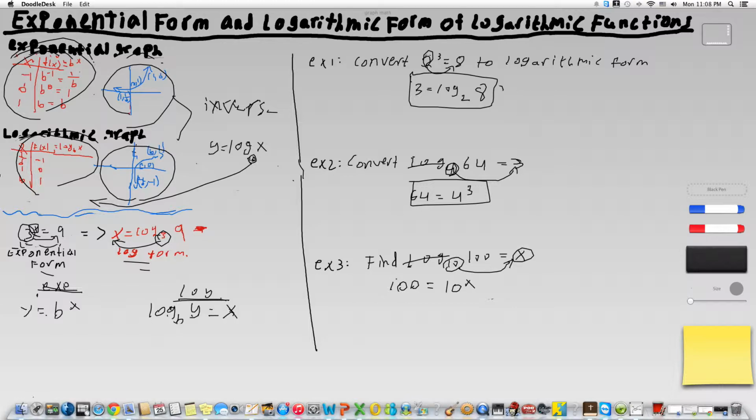Now we can simply solve by asking ourselves how many times 10 has to be multiplied by itself to produce 100. As you know, 10 times 10 equals 100. So for this problem, since we have to multiply 10 by itself twice to get 100, our x will be 2. So that was my video.